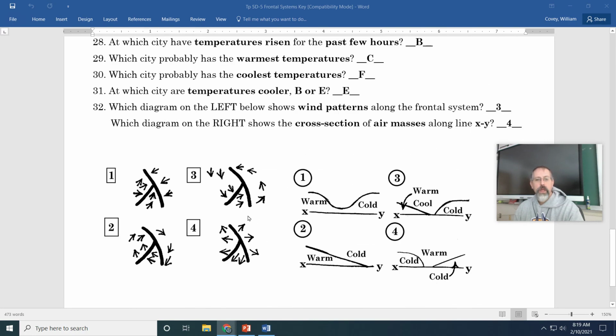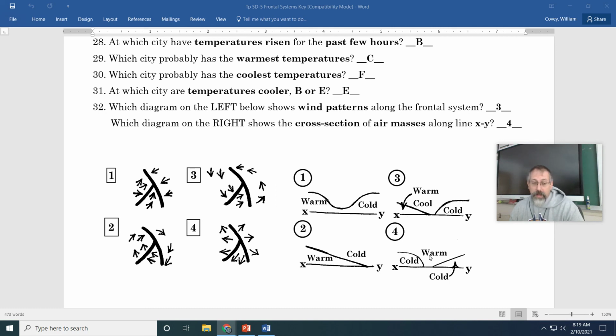So if we look, we want counterclockwise and inward. That's outward. That's clockwise. That's counterclockwise. That's just all inward. We're going to want 3 for this one, counterclockwise and generally spiraling in. And we're going to want 4 for 32. You're going to have a cold front close to X, a warm front close to Y, warm air in the middle, which is going to get pinched and totally picked up to create an occluded front eventually.